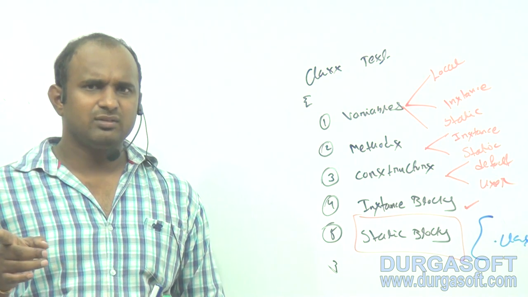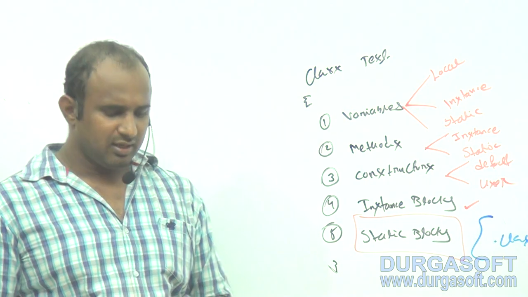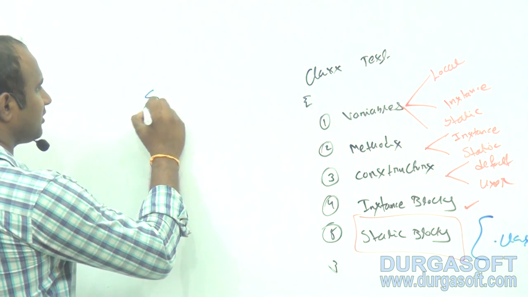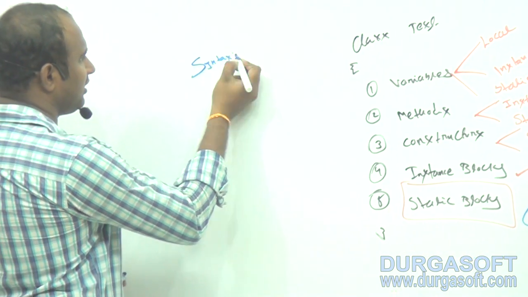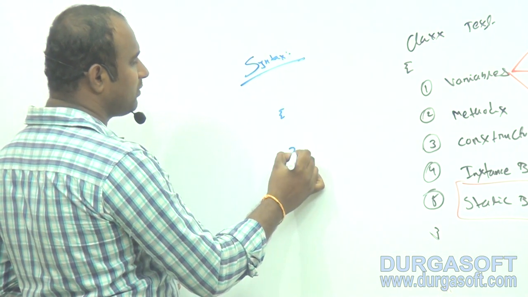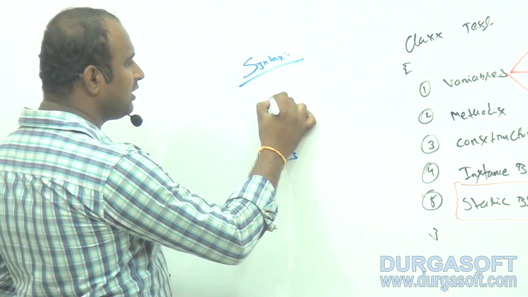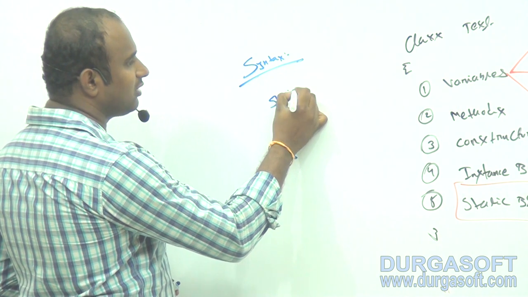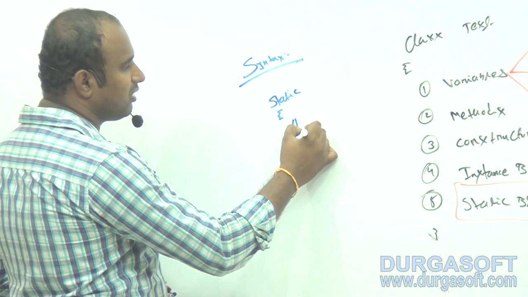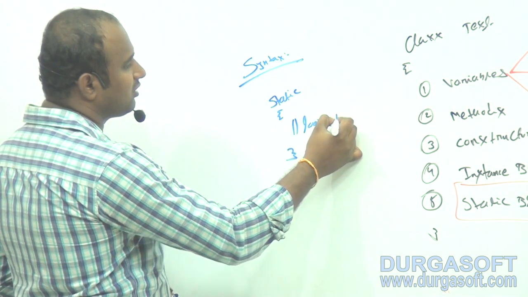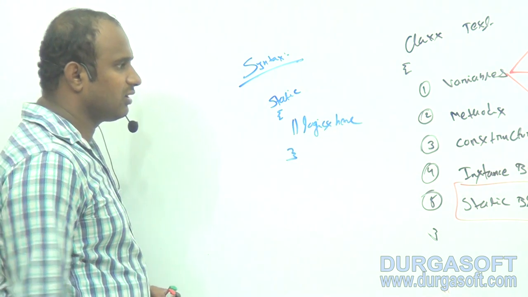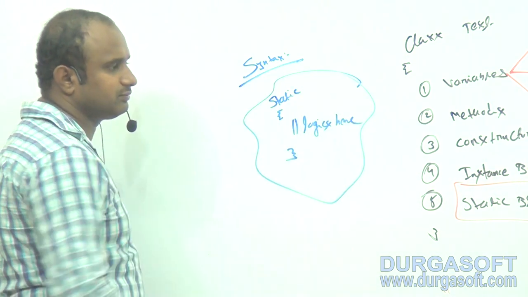So static variables, static methods, static blocks. Ratan, what is the syntax of static blocks? Coming to the syntax of a static block: open brace, closed brace, this is called an instance block. Just declare the modifier, which modifier here? The static modifier. This block is called a static block. Here you can write the logics. This is called a static block.